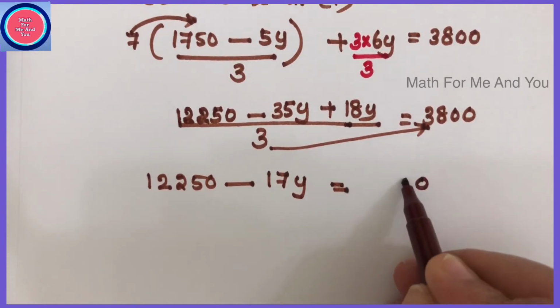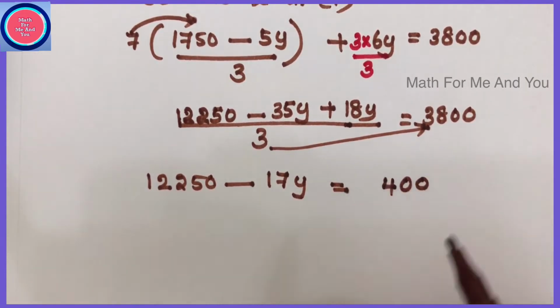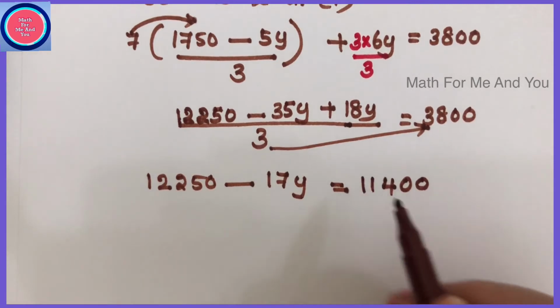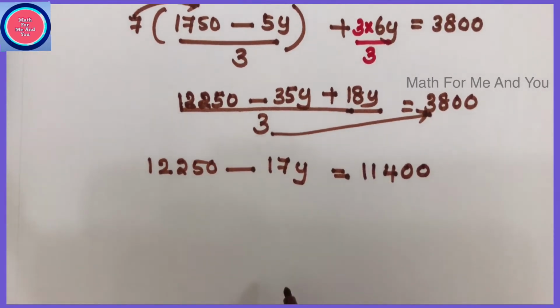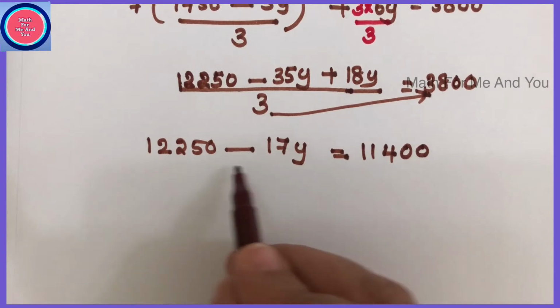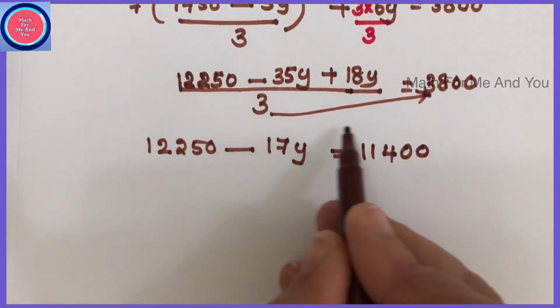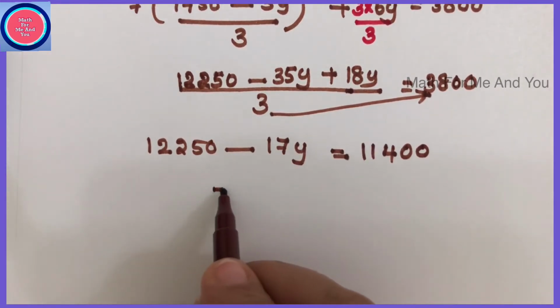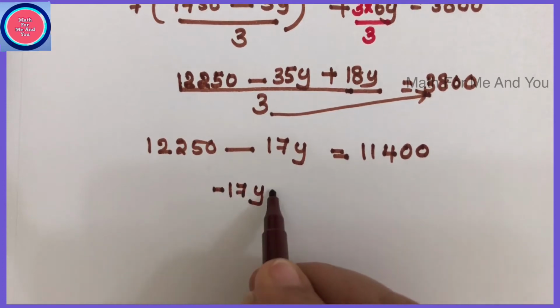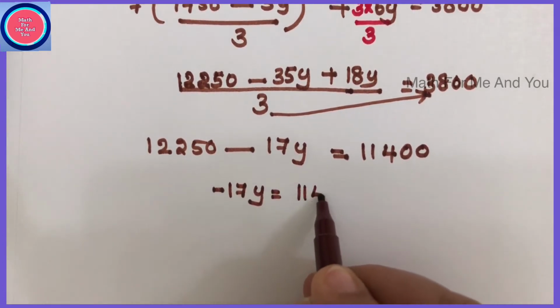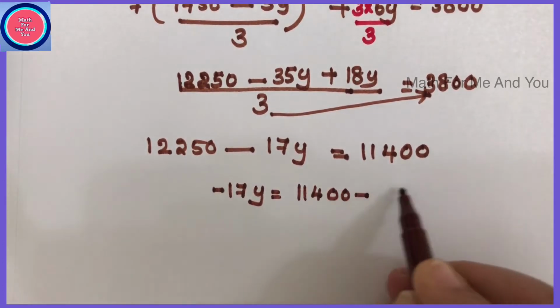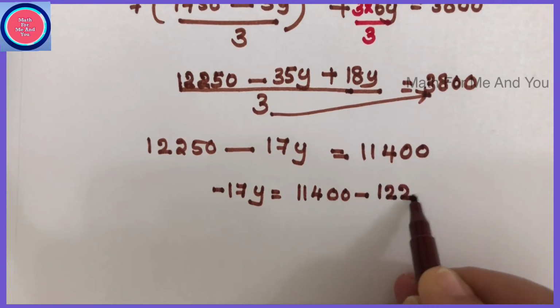3,800 times 3, which is 11,400. Collect the numbers on the right side. Then 12,250 will go as negative. Minus 17y is equal to 11,400 minus 12,250.